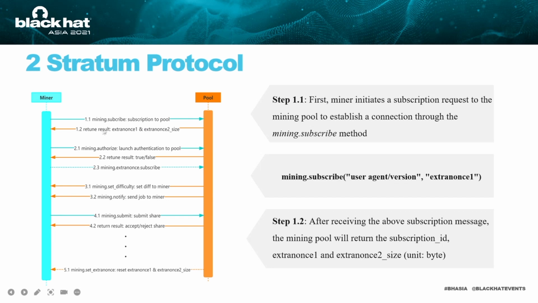First, the miner initiates a subscription request to the mining pool to establish a connection through the mining.subscribe method. This method needs two parameters. The first one is the user agent, and the second one is an optional parameter that represents the Extranonce 1 that the miner wants to continue to use. After receiving the above subscription message, the mining pool will return the subscription ID, Extranonce 1, and the Extranonce 2 size.